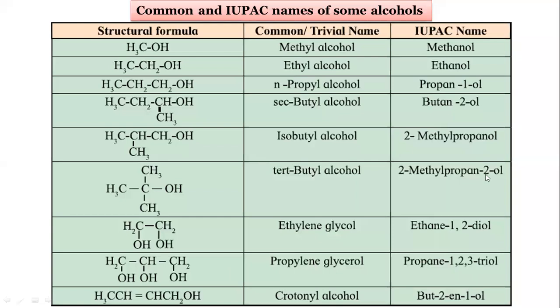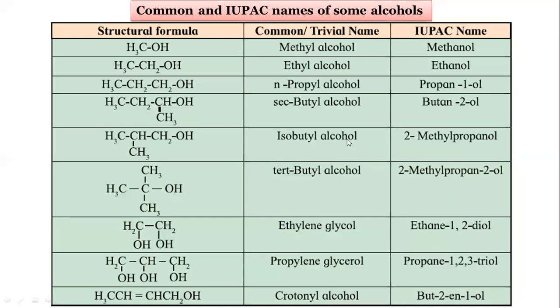In case of IUPAC names, if two OH groups are there, it becomes diol. See, this is ethane-1,2-diol, because this is ethane, 1 and 2 carbons are there and two OH groups are there. That's why it is ethane-1,2-diol. See this example. This is propane-1,2,3-triol. Why propane? Because 3 carbon atoms are there, 1, 2, 3, and 3 OH groups are attached. This is propane-1,2,3-triol.